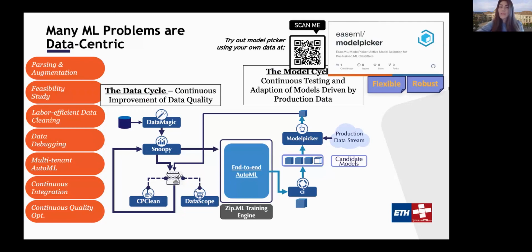You can try out Model Picker here using your own data. You just need to do the labeling, and Model Picker will take care of the rest.